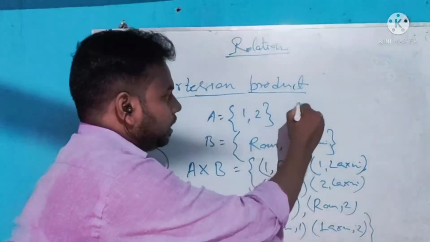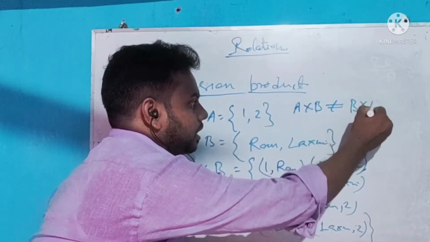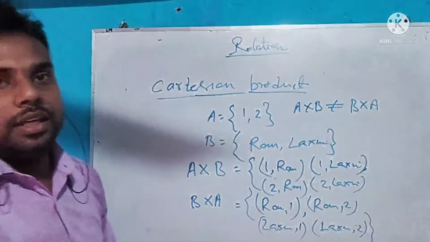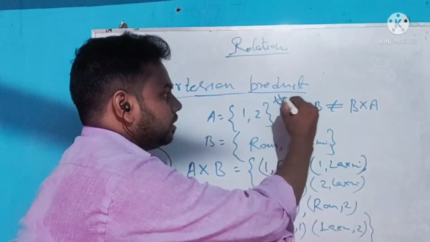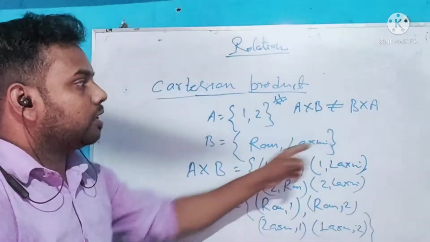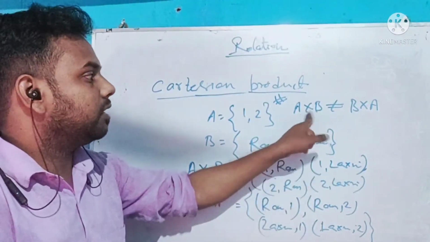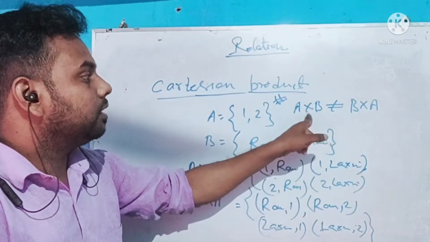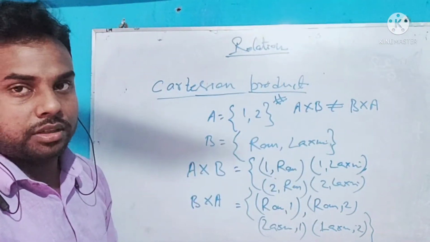So here A cross B is never equal to B cross A. This is an important thing: the Cartesian product of two sets is not commutative. A cross B is not B cross A. Commutative would mean A cross B equals B cross A, but the Cartesian product is not commutative.